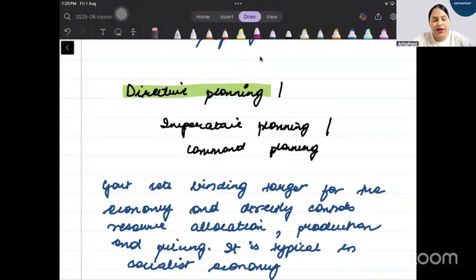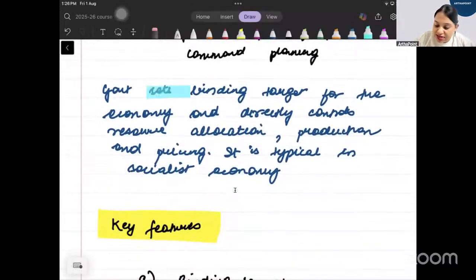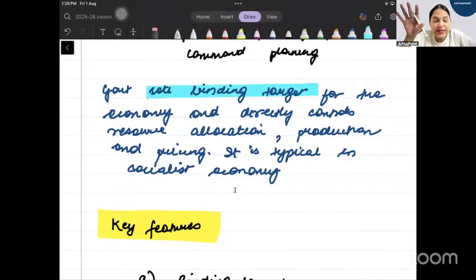Today, we want to begin talking about directive planning. We have already done that in the last class, right? But I had asked you to write some of the advantages and disadvantages of directive planning. So, what was directive planning? Directive planning was that planning where the government was setting some binding target for the economy. The government was saying, look, do this in this way, do that in that way. So the government was telling exactly what should be done and how it should be done.